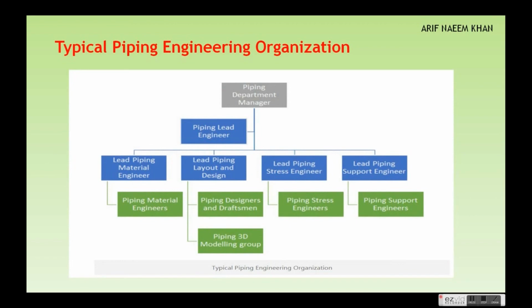So at the end, the typical piping engineering organization chart. Here you can see the piping department manager, and under the manager you can see the piping lead. This is a small scale project, you can say, but you can expand it based on the scale of the project. The piping lead engineer has area leads like the lead material engineer, lead layout engineer, lead stress engineer and lead piping support engineer. Under the leads there will be engineers like piping material engineers, piping designers and draftsmen under layout, and then piping stress engineers and pipe support engineers. Under the layout lead you can see the designers, draftsmen and 3D modeling groups.